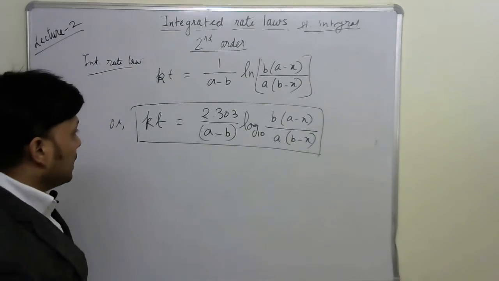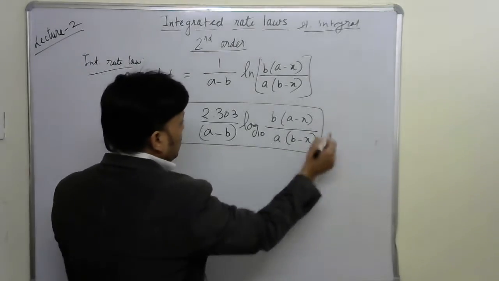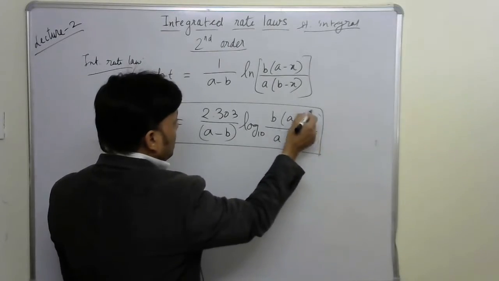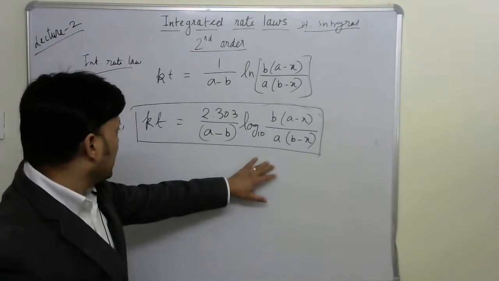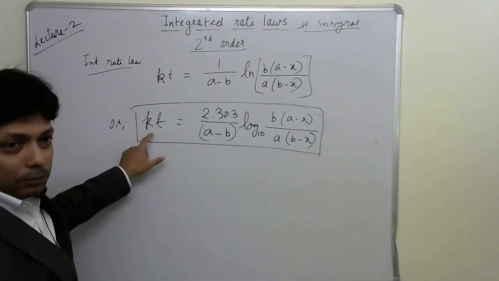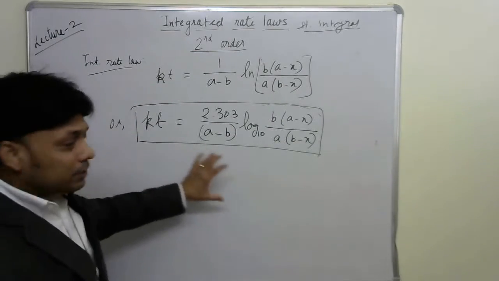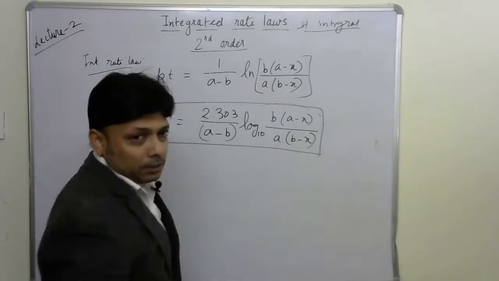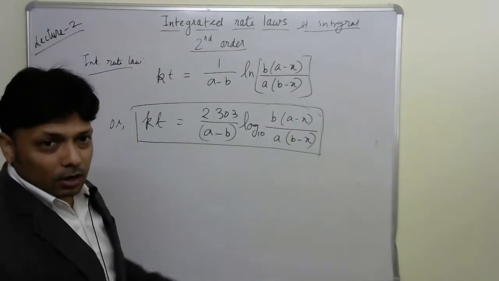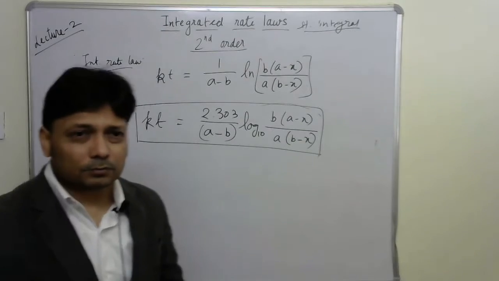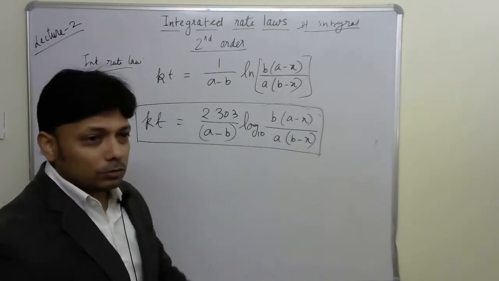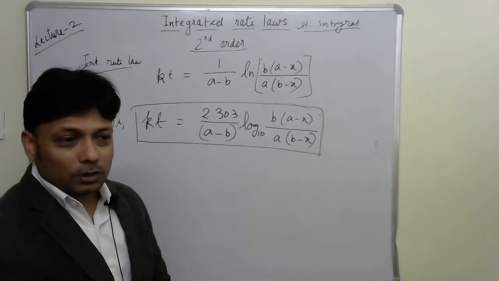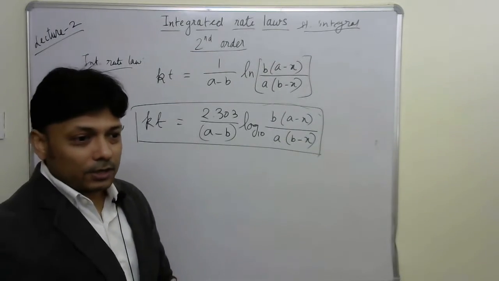So the question is, can you plot this part, that means log to the base 10 of b of a minus x divided by a multiplied by b minus x, with respect to time t? Okay, so t versus this entire expression, can you plot that? And if you plot that, what should be the slope of the plot, and how would the graph look like?